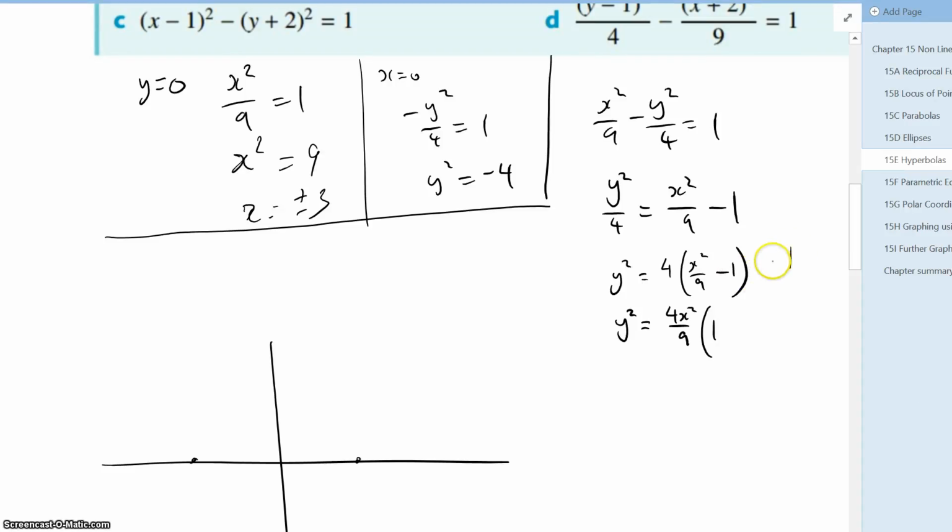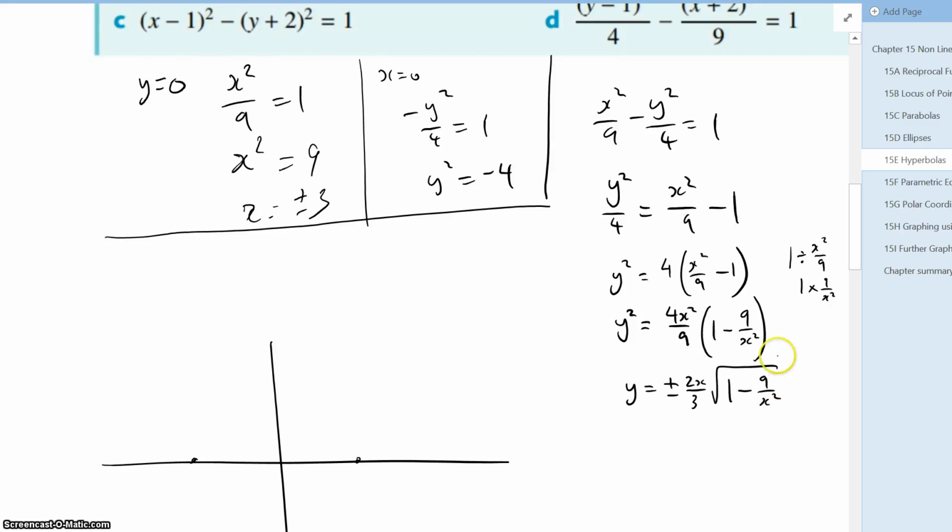It's negative 1, or 1 divided by x squared over 9, which is the same as 1 multiplied by 9 over x squared. Okay, so I get 1 minus 9 over x squared here. And now I can get the square root of all of this. So it's y equals plus minus 2x over 3, and then the square root of this, 1 minus 9 over x squared. Okay, now here is where I'm going to get my asymptotes from.